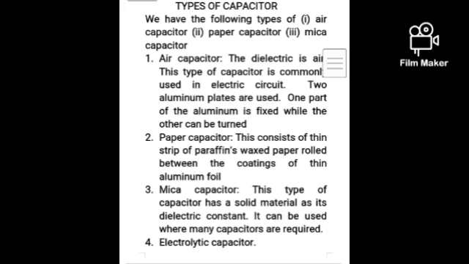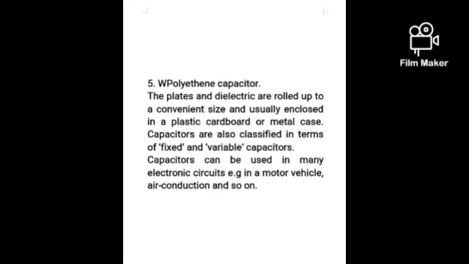The paper capacitor contains wax paper rolled between coatings of thin aluminum foil. So that is what we call your paper capacitor. And we have an air capacitor where the dielectric is air. This type of capacitor is commonly used in our electric circuits. Two aluminum plates are used. So these are the dielectric polyethylene capacitor. Now the plates of the dielectric are rolled up to a convenient size and usually enclosed in a plastic or cardboard case.